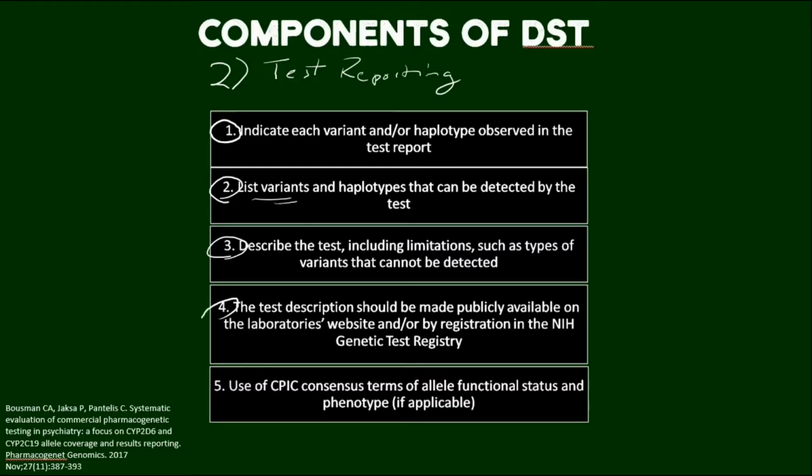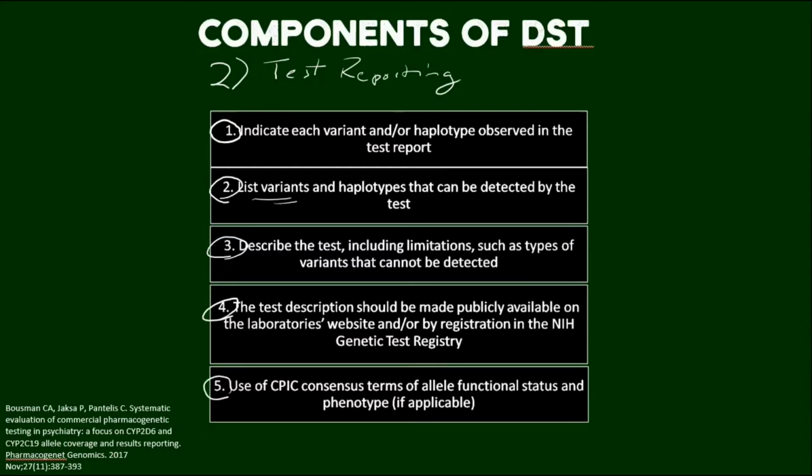For the fourth recommendation, the test should be made publicly available, either on the laboratory's website, so the test description, or by registration with the NIH Genetic Test Registry. And so this is straightforward. You should be able to go to the NIH Genetic Test Registry and see an example report, or at least a description of what testing they do.